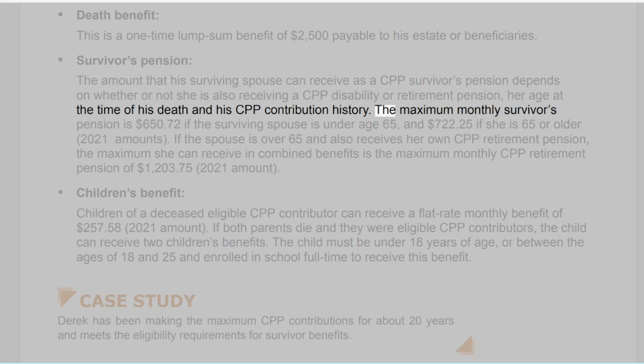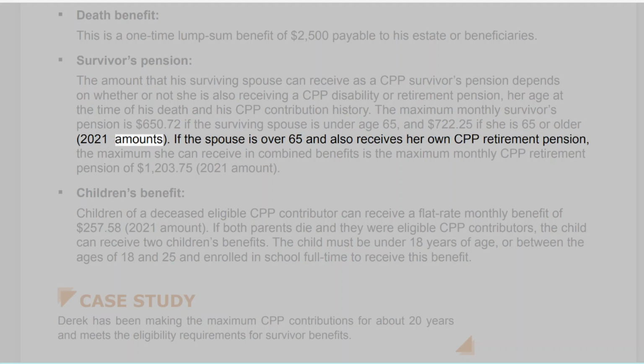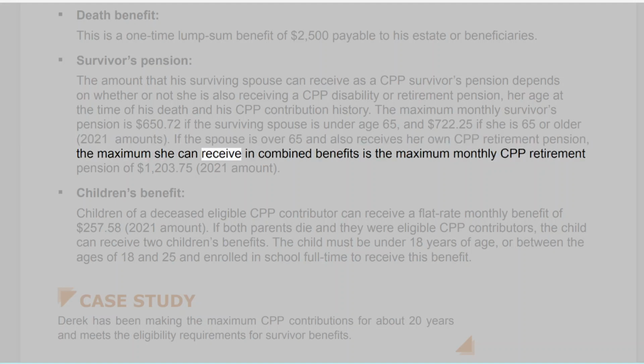history. The maximum monthly survivor's pension is $650.72 if the surviving spouse is under age 65, and $722.25 if she is 65 or older. 2021 amounts. If the spouse is over 65 and also receives her own CPP retirement pension, the maximum she can receive in combined benefits is the maximum monthly CPP retirement pension of $1,203.75. 2021 amount.